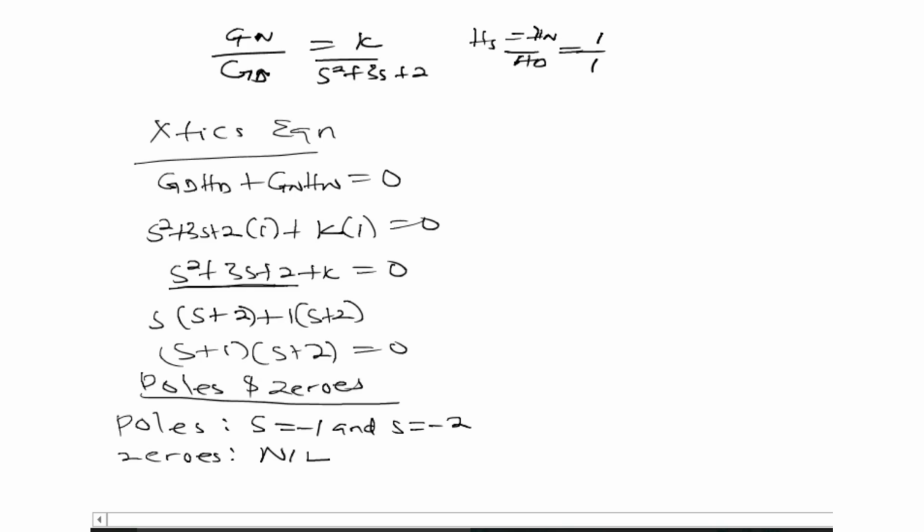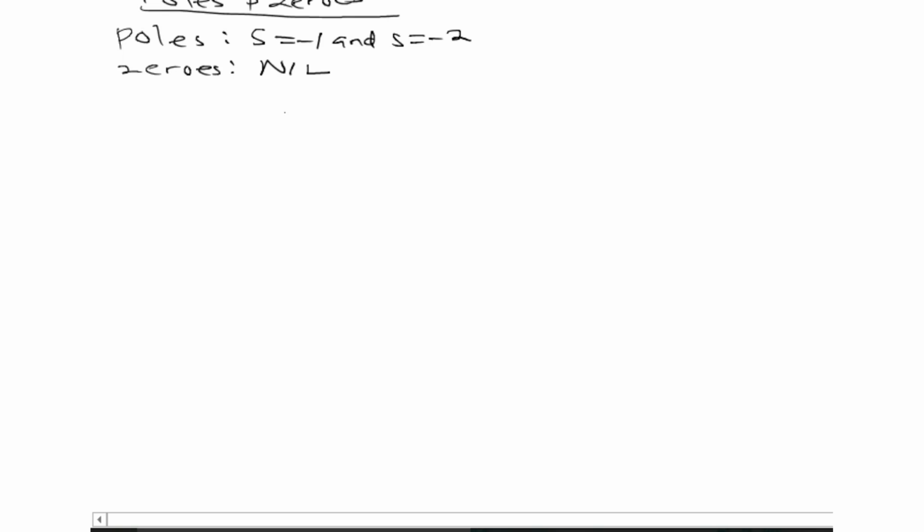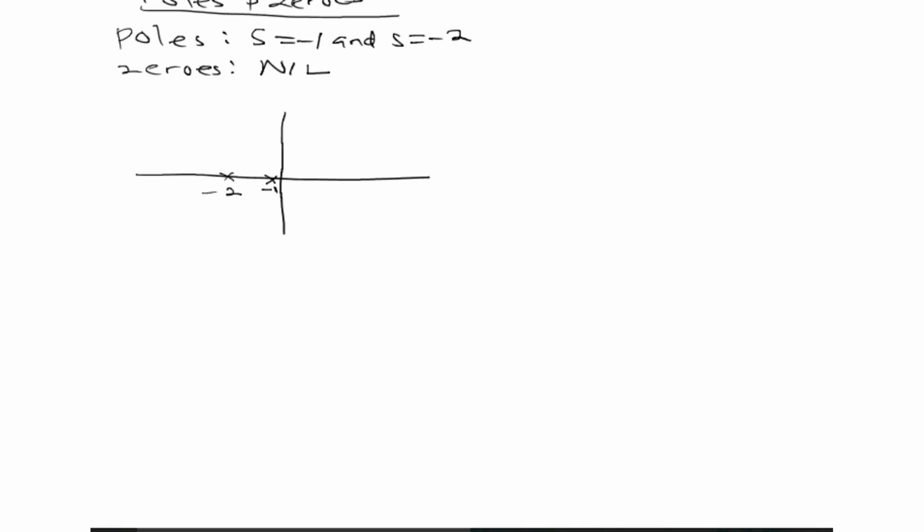So we can draw the poles and zero on our s-plane. We are having a pole at s equals minus 1 and another at s equals minus 2. After finding these poles and zero, we are going to find the angle condition. The angle condition here will determine at what boundary we have a locus that exists.